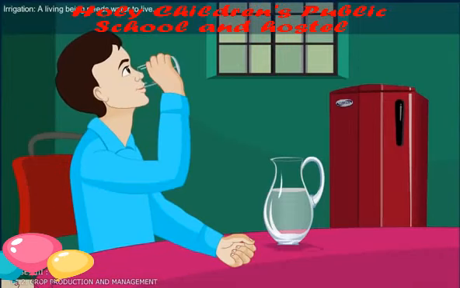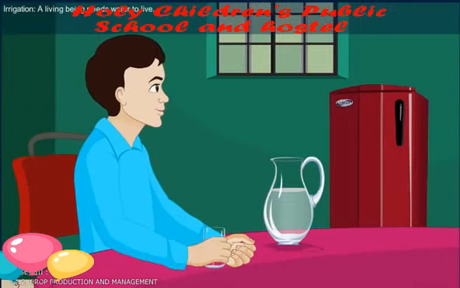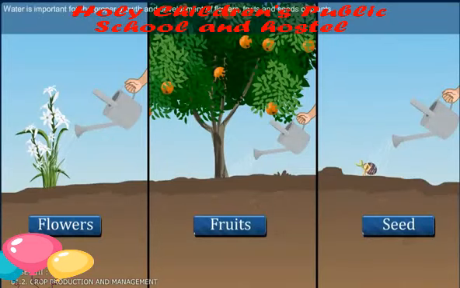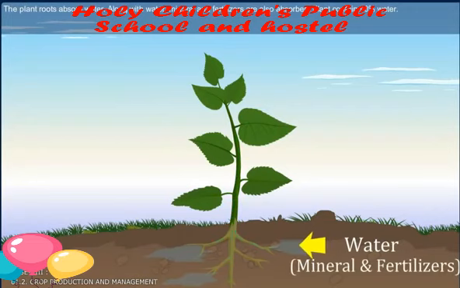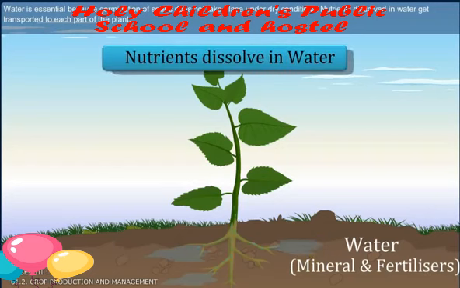Irrigation. A living being needs water to live. Water is important for proper growth and development of flowers, fruits, and seeds of plants. The plant roots absorb water. Along with water, minerals and fertilizers are also absorbed. Plants contain 90% water. Water is essential because germination of seed does not take place under dry conditions.